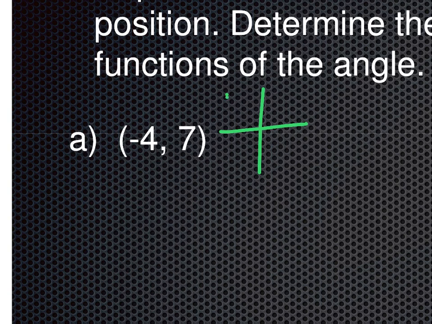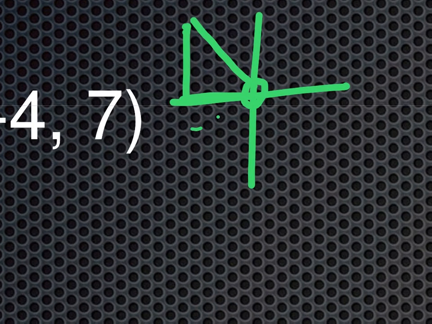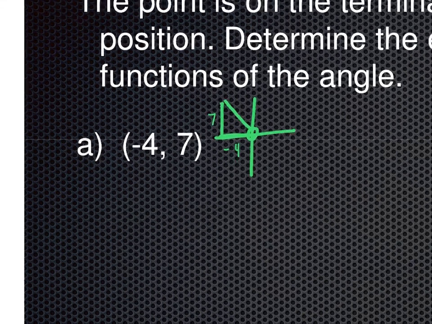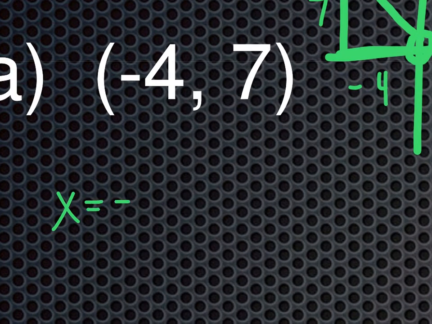In order to draw my triangle, think about this because this makes a big difference. I'm going to go down to the x-axis and then over to the y because I want my angle right here. My hypotenuse is always going to be like that. I want that angle from the origin. So where is negative 4? On the x. Where is my y? 7. So I know that x is negative 4, y is 7.